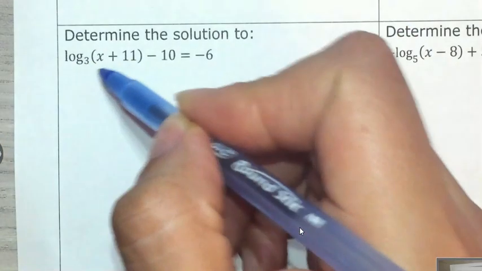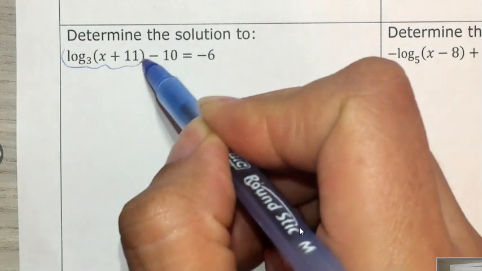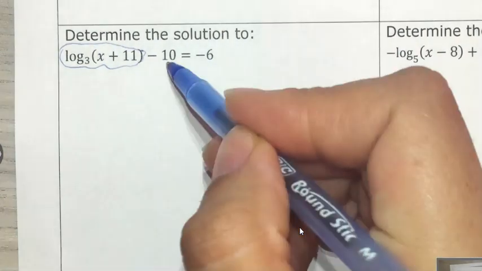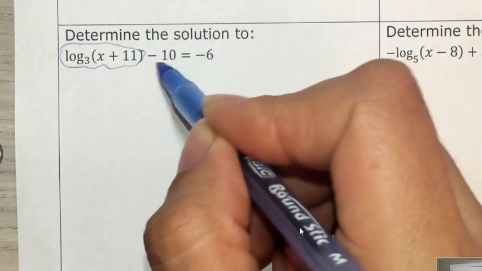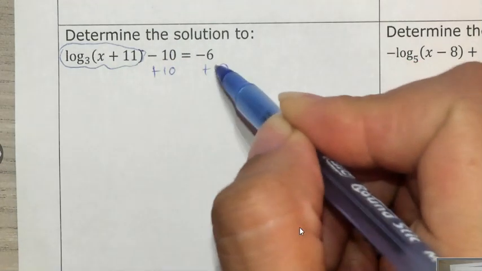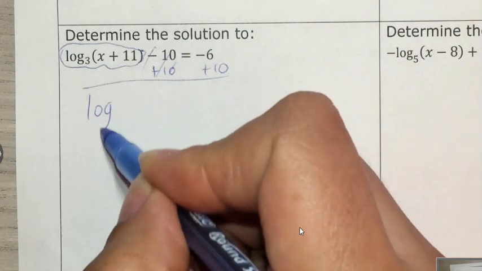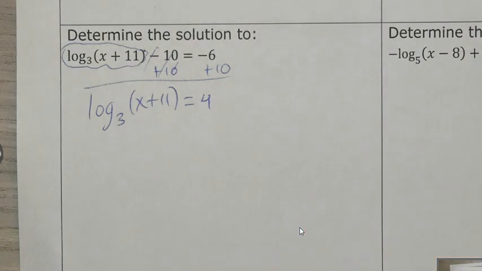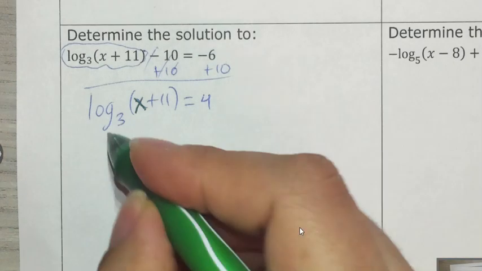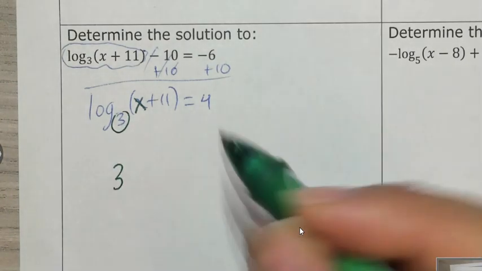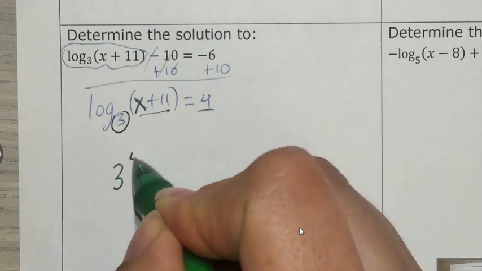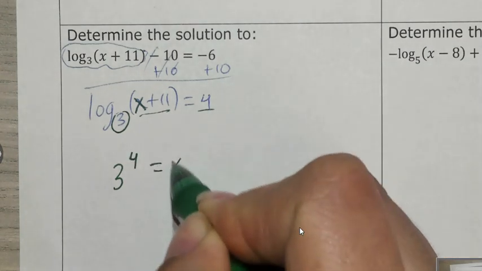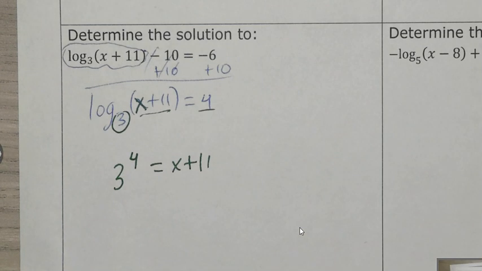Here we have a log base of 3, x plus 11 as an argument, so this is together. And then notice that there's a minus 10 after that. So this minus 10 needs to disappear by adding 10 to both sides. And now we have log base 3, x plus 11 equals positive 4. Once we get there, we are going to now recognize that we need to undo the log because we want to get to the x inside the argument. So the base is 3. We're going to write 3. And then these 2 are going to switch. So we're going to put the 4 as an exponent and then x plus 11 after the equal sign.